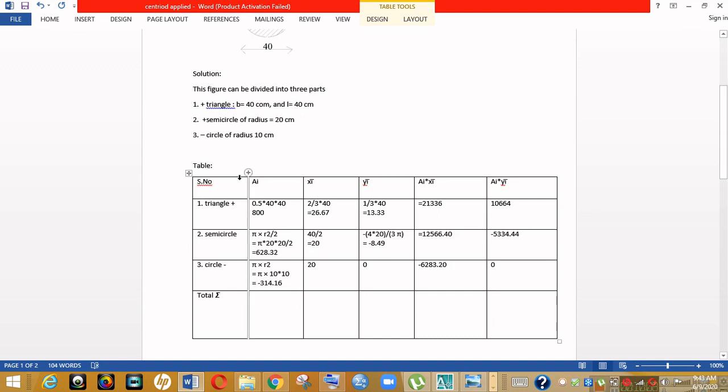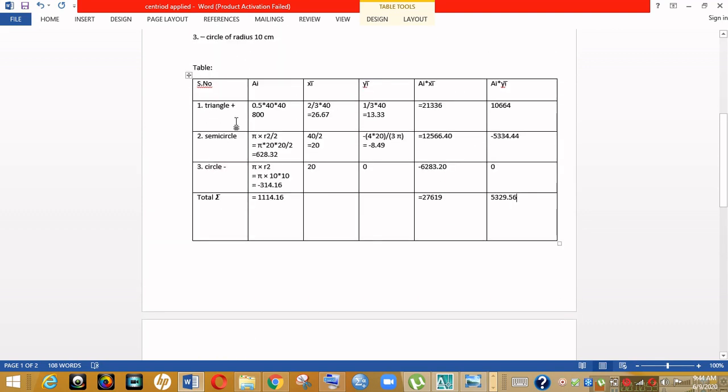Now if we sum all these values of Ai, we will get the total area of this composite figure as 1114.16. And if we sum all the values of Ai xi in this column, we will get 27619. Likewise, if we sum all the values in the Ai yi column, we will get the sum as 5329.56. You can check it.